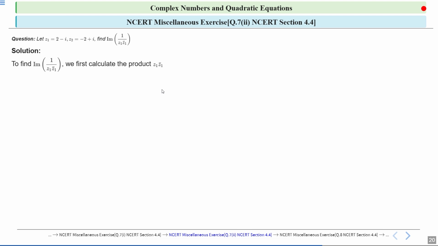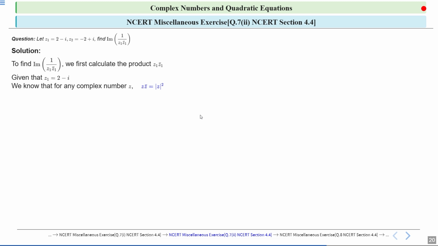To start solving this, let's focus on the denominator, that is z1 times its conjugate, written as z1 times conjugate of z1. So we first calculate the product z1 times z1 bar. Recall that z1 is given as 2 minus iota. It's important to keep this form in mind as we work through the calculations. So we will use this value directly in the next step to find the product with its conjugate.